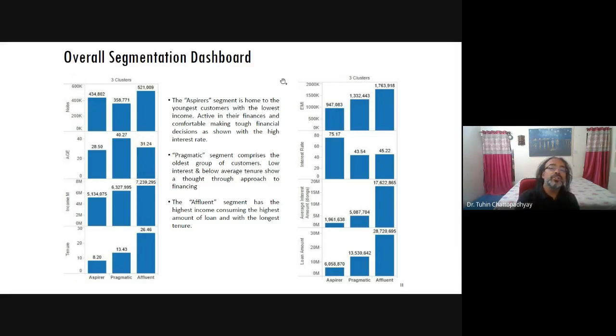Okay. So the Aspire segment is home to the youngest customers with the lowest income. This is the youngest group. Let's look at the income. Yes, this is the lowest among the three.